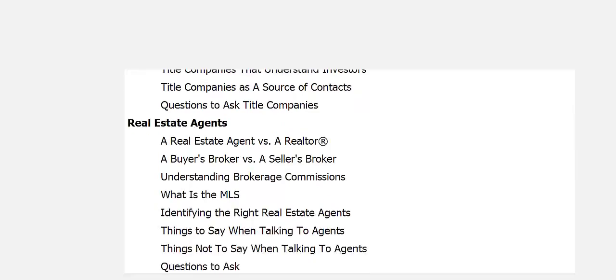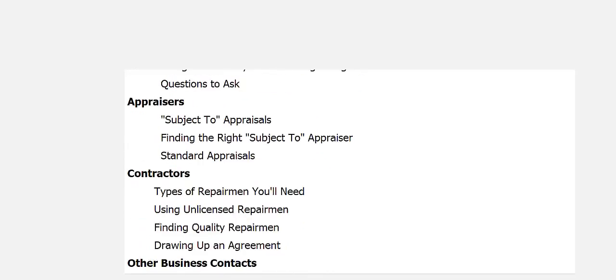Real estate agent versus a realtor, a buyer's broker versus a seller's broker, understanding brokerage commissions, what is the MLS, identifying the right real estate agents, things to say when talking to agents, things not to say when talking to agents, questions to ask. Appraisers, subject-to appraisals, finding the right subject-to appraiser, standard appraisals.